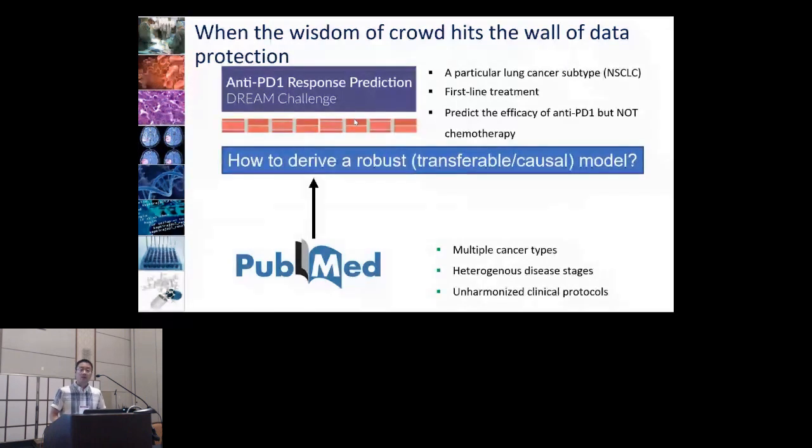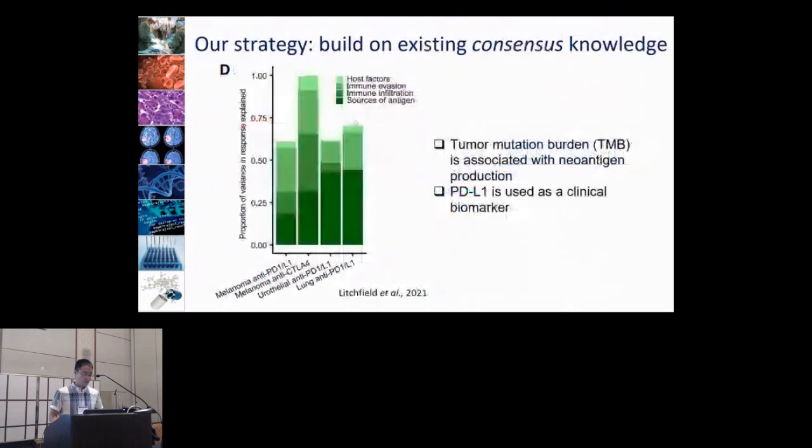I think the winning strategy is trying to derive a robust, transferable, or even causal model, which can be used for predicting something that has never been seen before. This is also a very good case study for testing AI as compared to human intelligence. How likely can AI detect causal models?